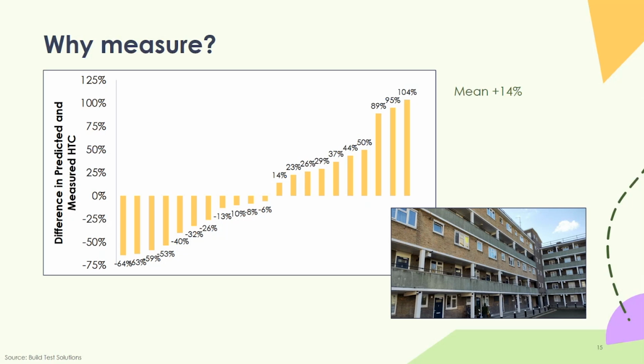So actually some properties are much more thermally efficient than others, and therefore it might dictate what level of insulation you install and what aspects of the fabric you might prioritize, for instance, the flat roof in this case.